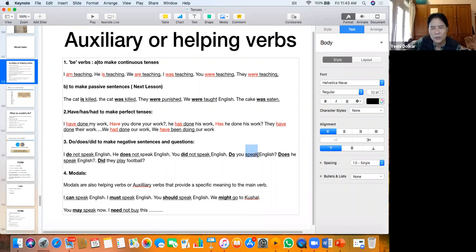Do and does for present tense, and did for past tense. So it's helping. All right. It's called a helping verb.